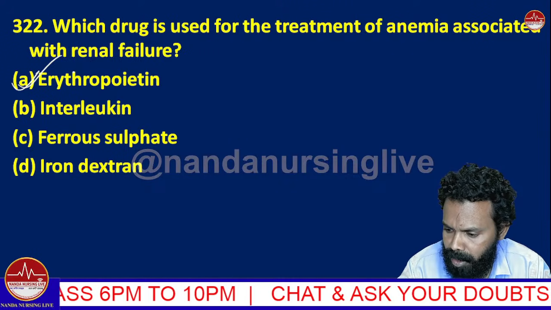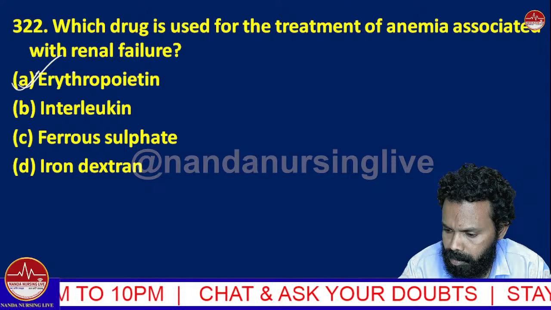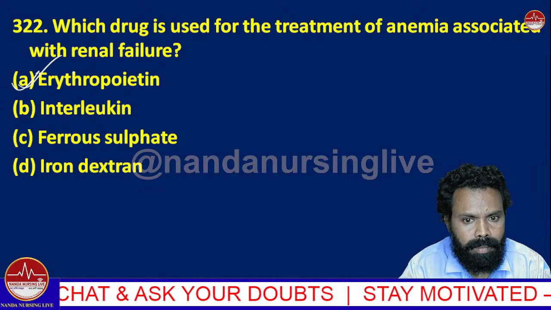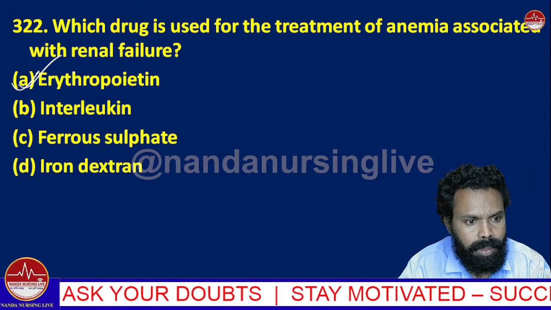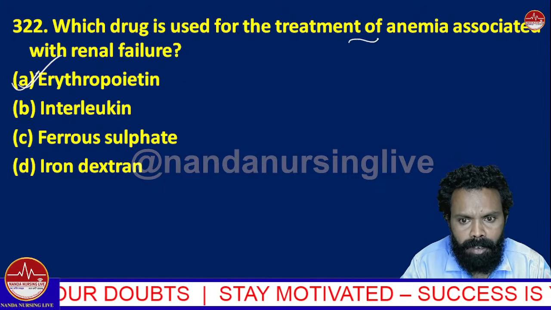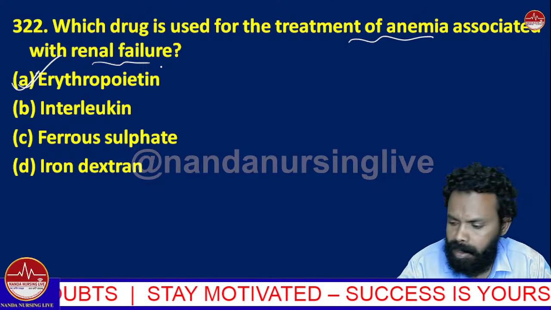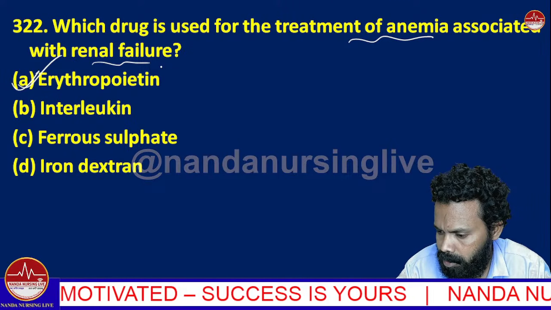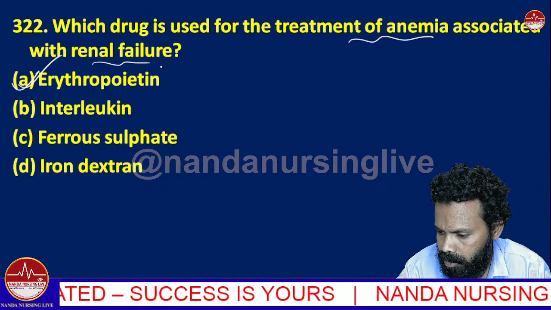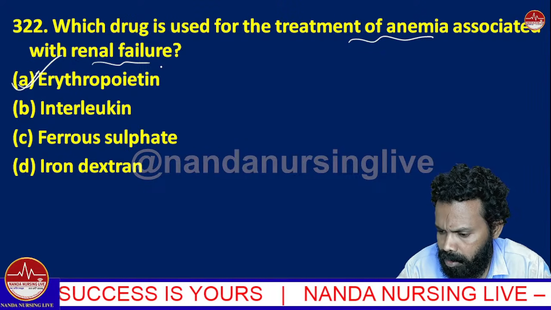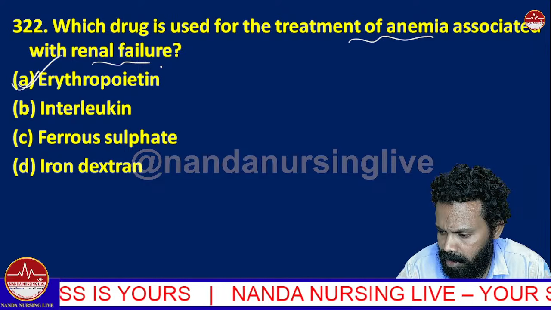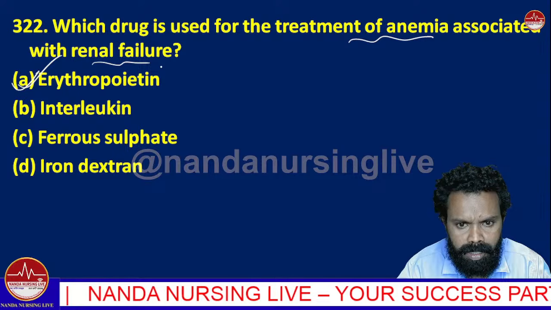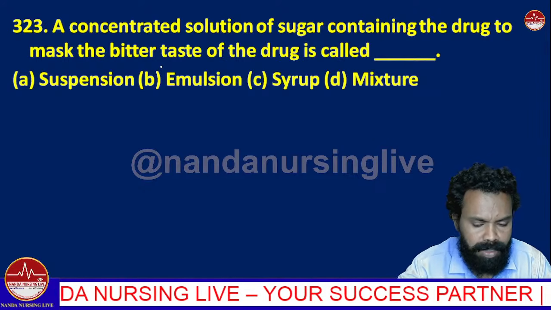To treat anemia, we give erythropoietin, right? Erythropoietin is used for the treatment of anemia associated with renal failure. In renal failure, the patient develops anemia. This is the hormone produced by the kidney that controls the production of red blood cells, right? So erythropoietin is an important drug for anemia associated with renal failure. Option A is the correct answer.